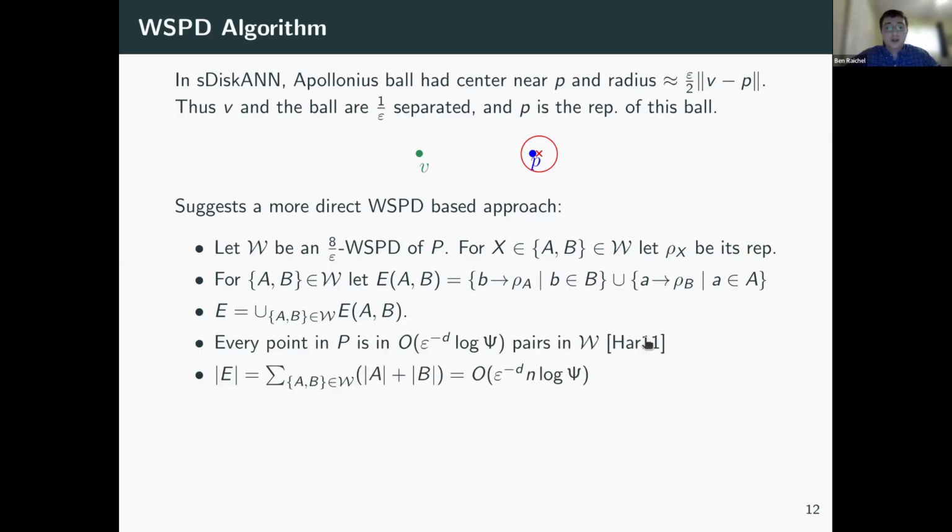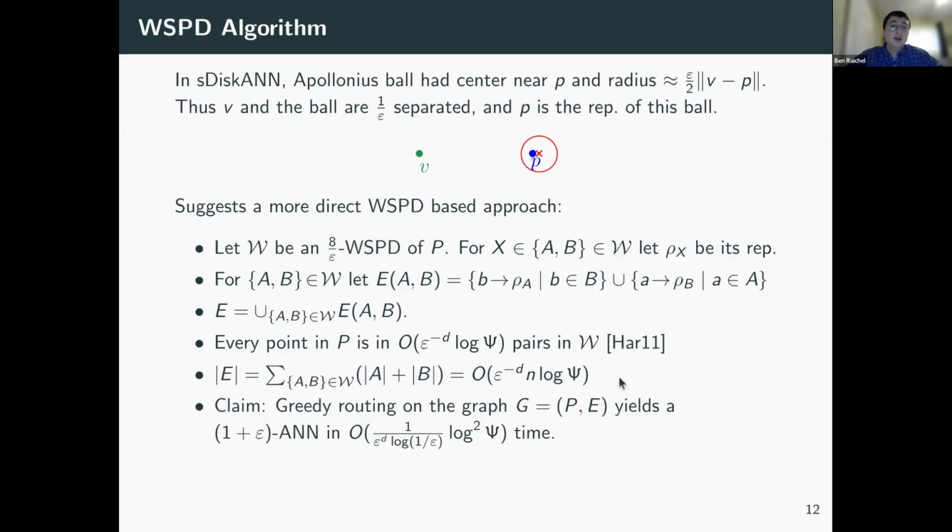I'm not going to cover it here, but it's known that every point appears in only epsilon to the minus d log spread pairs. And so the total number of edges that I created is just n times that. It's just going to be n times epsilon to the minus d times this log spread term. Okay, so that's the size of the graph. That was the bound that I wanted to get from the previous slides.